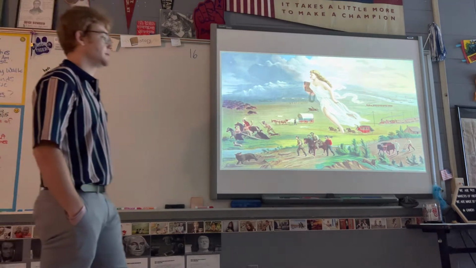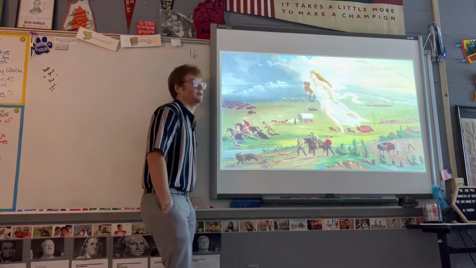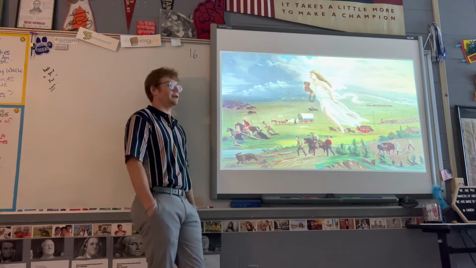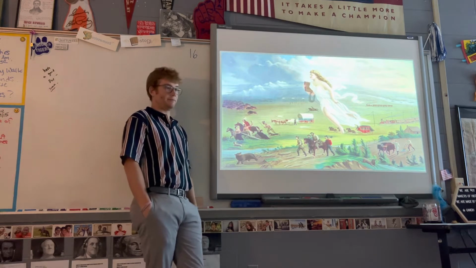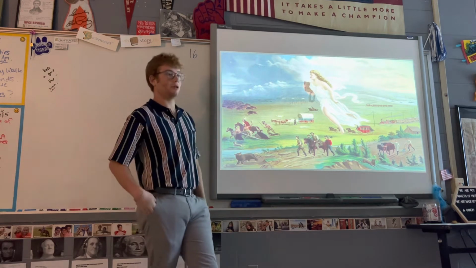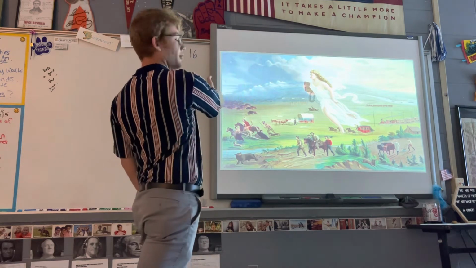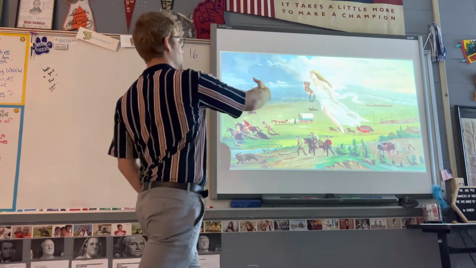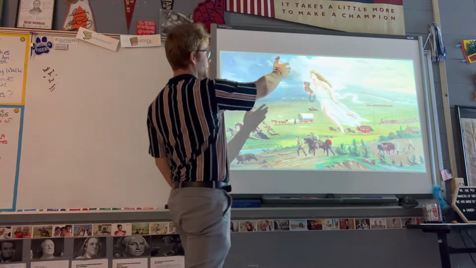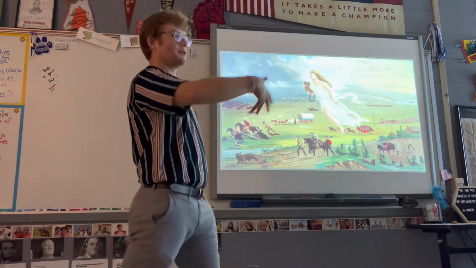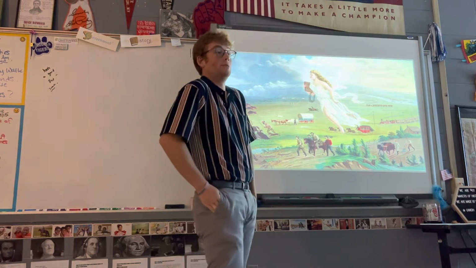Okay, so initial thoughts. We'll start with initial thoughts. What were the first things that you noticed when you looked at it? Go ahead, Karina. They're all looking this way. Okay, so they're all looking this way. Which way is this? Think of a compass or a map. Which way does that go? West. Okay, so they're all looking west. If they're looking west, what does that probably mean? They're moving west, right?